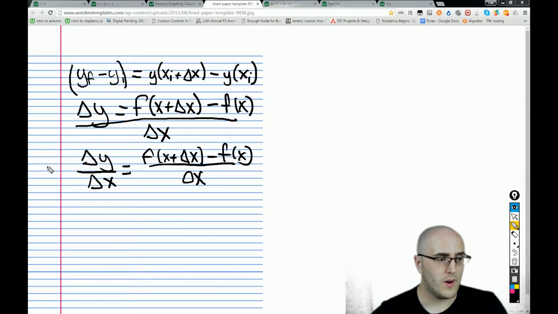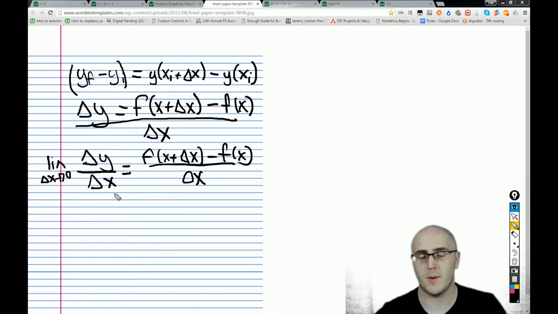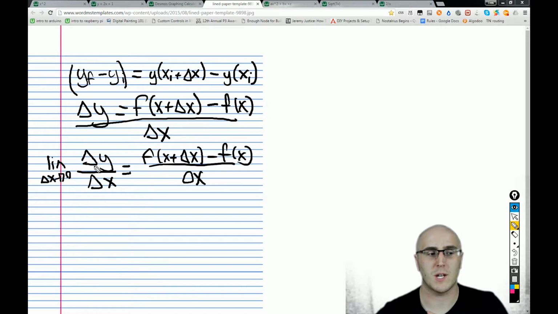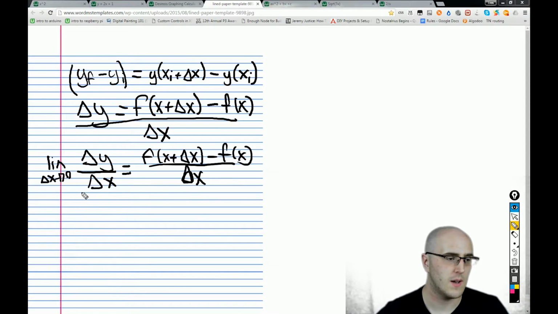And what we want to know is, and we want to evaluate this as delta x, the change in x, goes to 0. This is the exact same thing as the derivative. This is what we're doing here. We want to know what the ratio is between the change in y to the change in x as this function goes towards delta x equals 0.